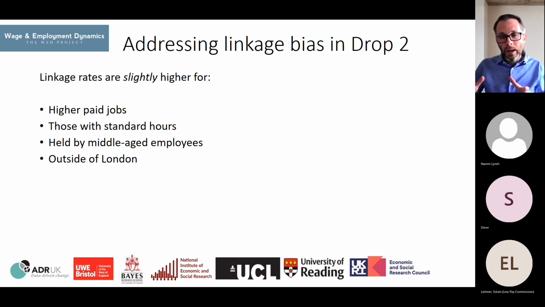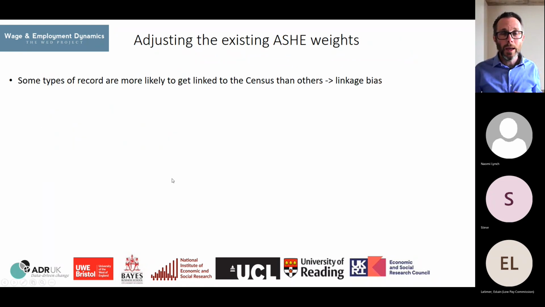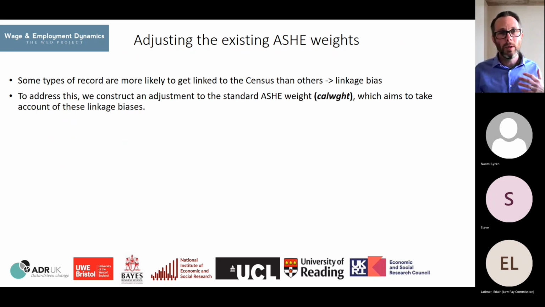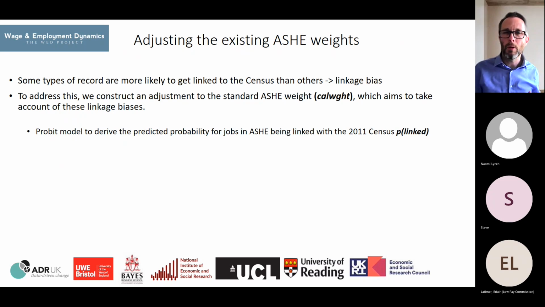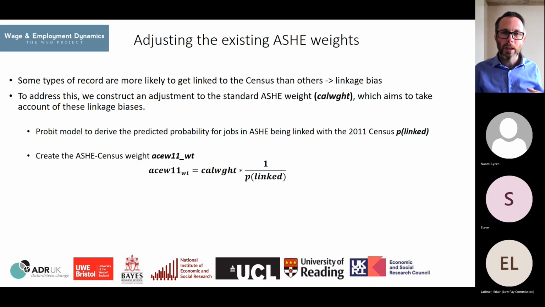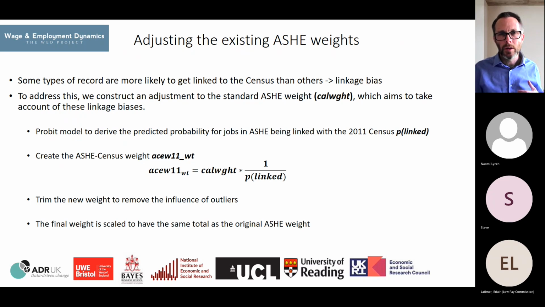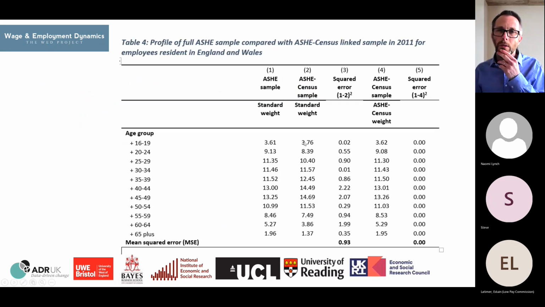What that means is that the linked ASHE Census data set has a slightly higher proportion of these types of jobs than the full ASHE data set. And so we've been trying to address that issue with some weights. I won't go into a lot of detail, but we have some slight linkage bias here. We go through a standard weighting procedure, running a probit model to find the probability of being linked, then creating an adjusted ASHE weight, which accounts for that probability, and then doing the usual trimming and so on. And so let me just show you what that does to the data set.